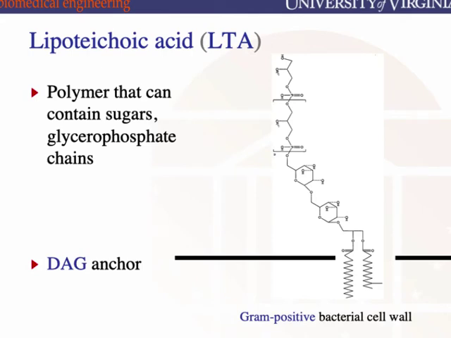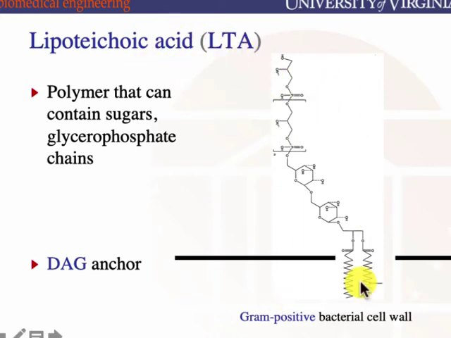If we look at LTA, it's a polymer that contains sugars, right? It's also got a lipid tail, and this happens to be a diacylglycerol linker, right? It's on the membrane. It has two sugars, and then it has this glycerophosphate chain here, okay? And this is again to the end. So this is a very long polymer chain that's coming off of bacteria.